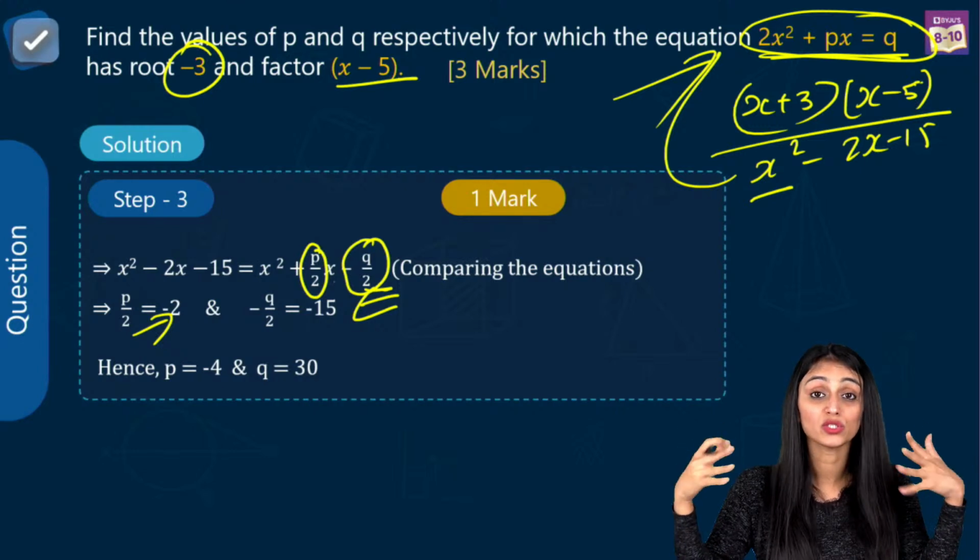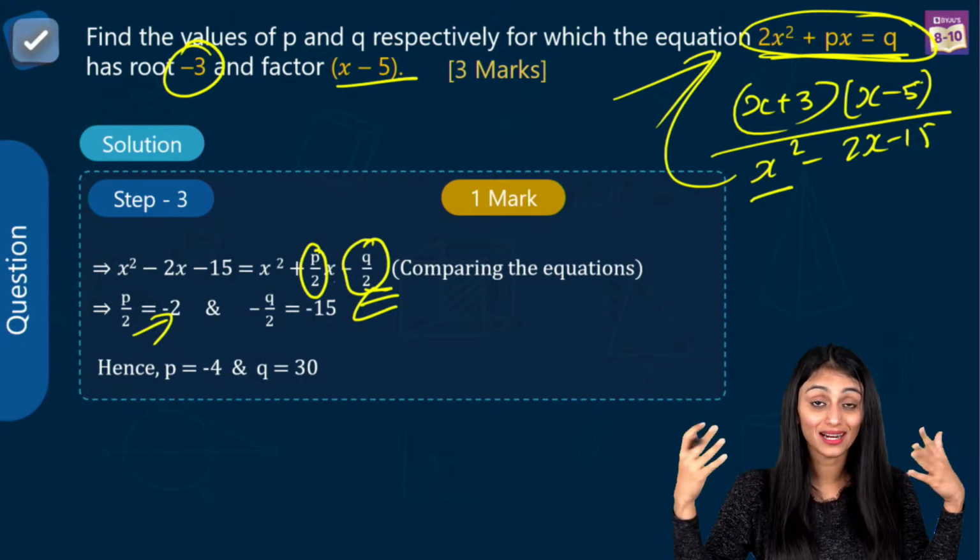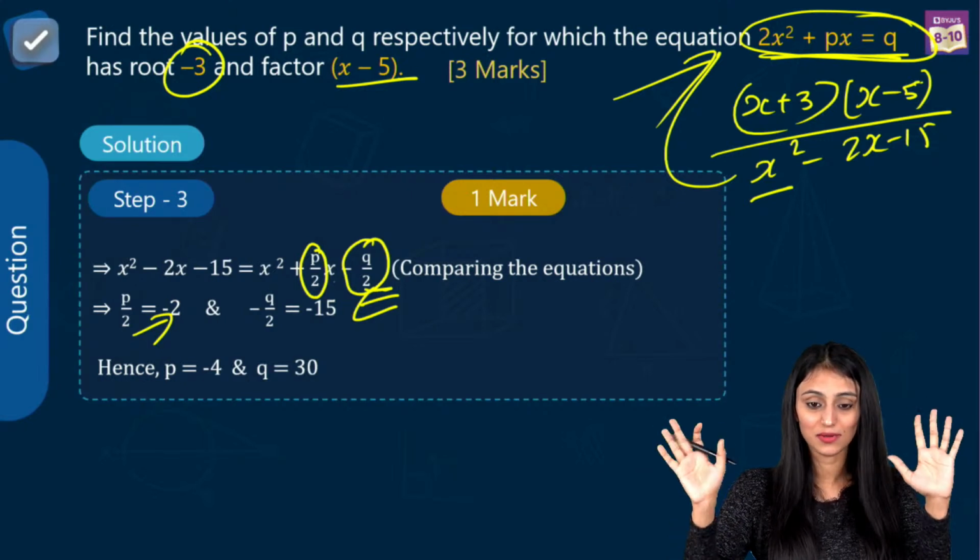Rahul, the paper is going to be subjective, right? So we need to practice how to write down the steps. That's why we don't have Menti today.